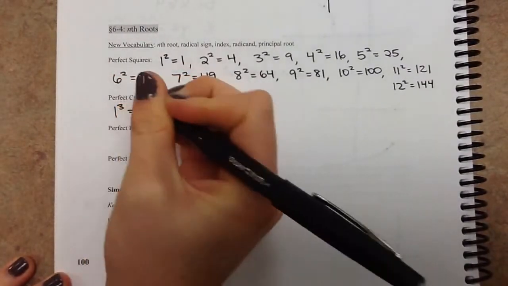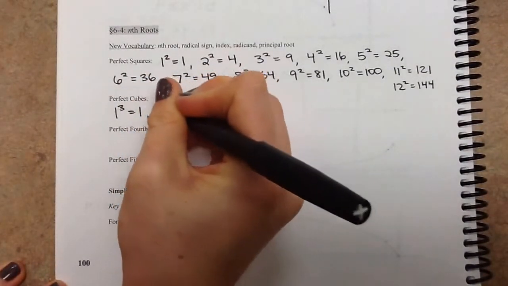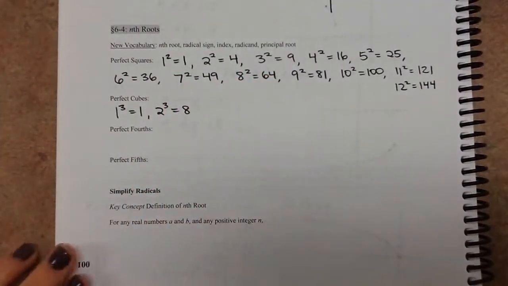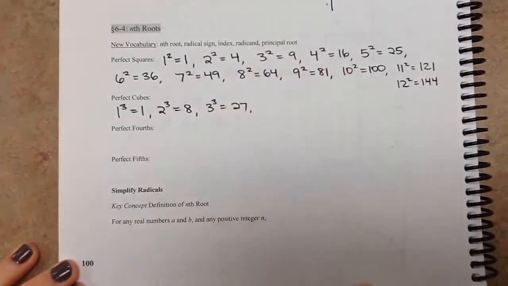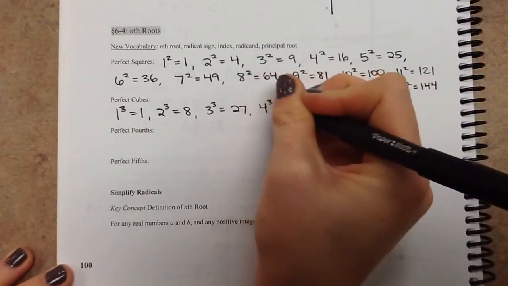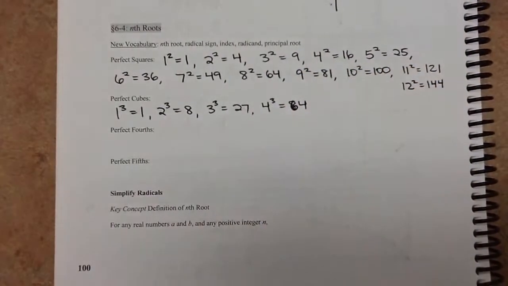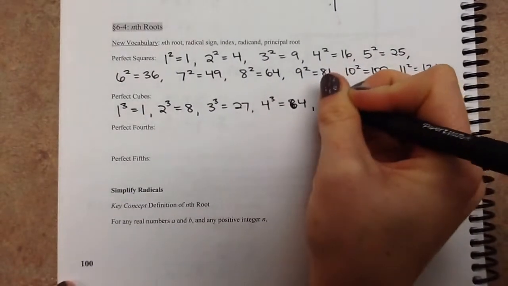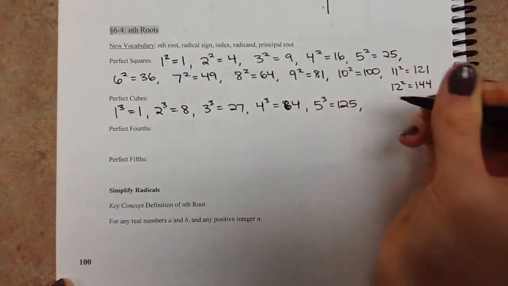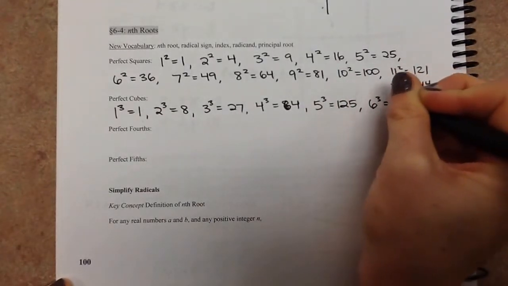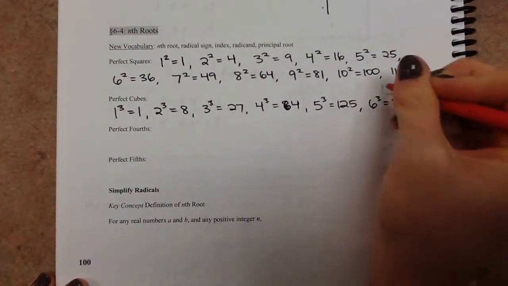1 cubed, of course, is 1. 1 to any power is 1, so it's a super easy number to deal with. 2 cubed is 8. That's 2 times 2 times 2. 3 cubed is 27. 4 cubed is 64. 5 cubed is 125. And 6 cubed is 216. As long as you know up through 6, you'll be fine there.